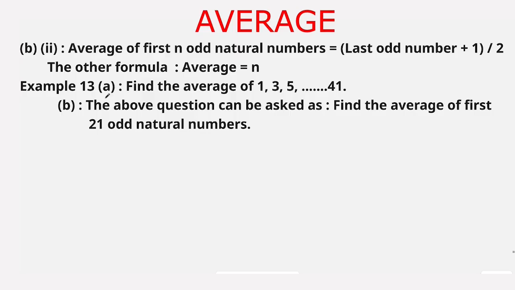Example 13, part A. Find the average of 1, 3, 5 up to 41. Or the same question can be asked as: find the average of the first 21 odd natural numbers. Both are basically the same question. Here the numbers are given, and here the total number of odd numbers is given, which is 21.